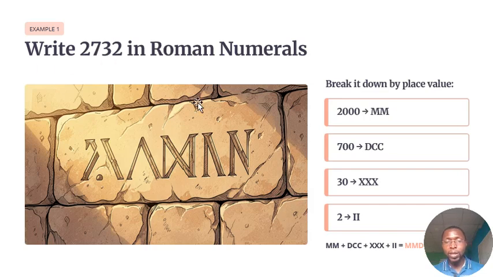Okay, so moving forward, let's see more examples. Look at this now. Write 2732 in Roman numerals. Okay, 2732 is in Hindu-Arabic, so we have to write it in Roman numerals. Very simple. First thing is to break the Hindu-Arabic into its place values. Now, 2000, okay, it's written out, the place value. 7 there in its place value is 700.